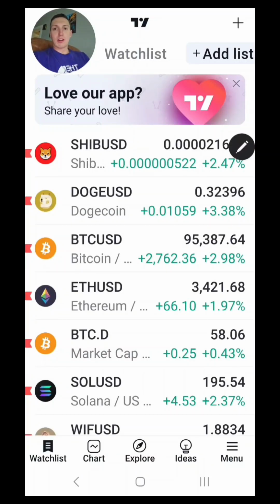Now, I wanted to go over TradingView. If you're into crypto or if you're new to crypto, and it doesn't matter if you're into it big or small, $5, $500, $5 million, go ahead and go to whichever App Store you use, and download the app called TradingView. That way you can actually do your homework.